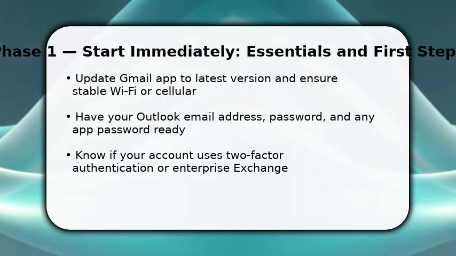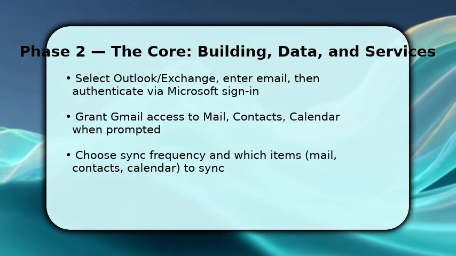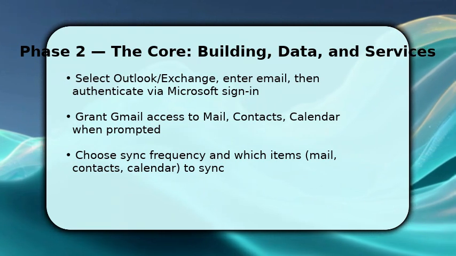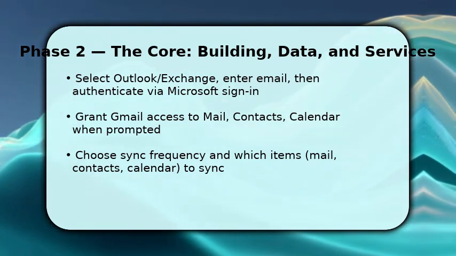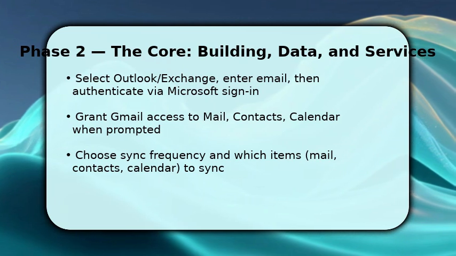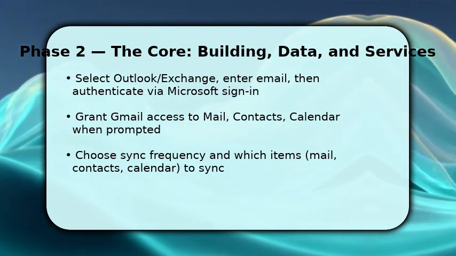Now you sign in and configure sync. Enter your Outlook email and complete Microsoft's authentication. If your account uses two-factor, approve the prompt or enter the code. Next, grant the Gmail app permission to access mail, contacts, and calendar. This ensures unified notifications and contact lookups.